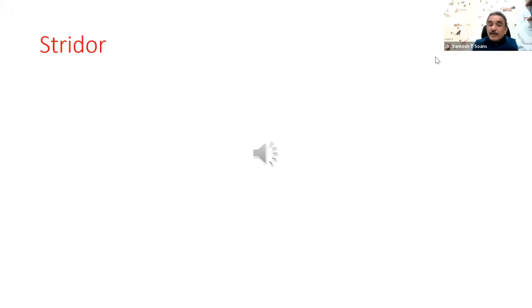Where do you get stridor? You get it in the upper respiratory tract. You get a croup-like condition, acute laryngitis, acute laryngobronchitis, etc. You get stridor. This is the wheeze. You can hear the wheeze. Where do you get wheeze? You get it in asthma. You can hear this wheeze there.